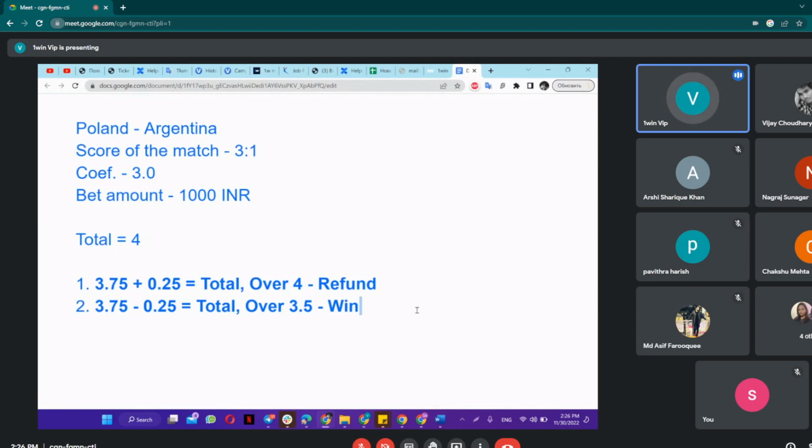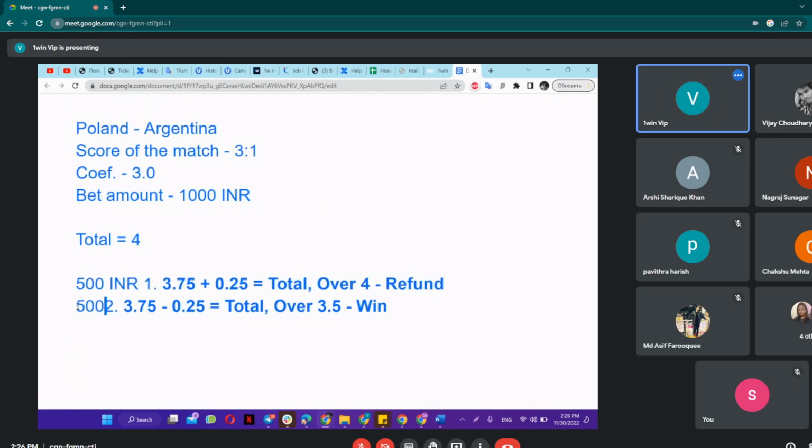Okay, complicated situation. What we're gonna do with the bet amount, how to calculate how much funds the client will receive as a winning amount. The same way we were dividing Asian total into two regular totals, our bet amount should also be divided into two equal parts. 500 INR, 500 INR. We will have two separate bets with two separate bet amounts.